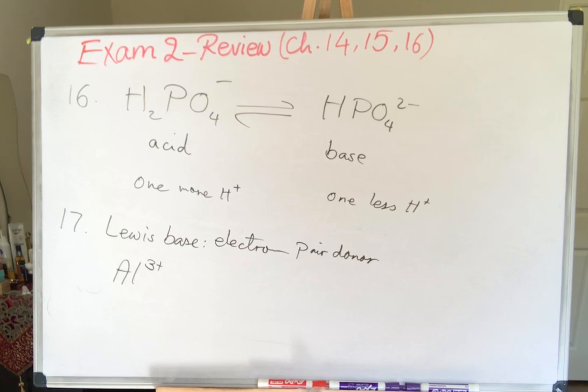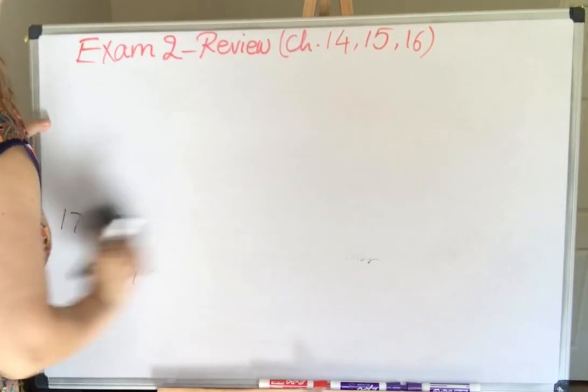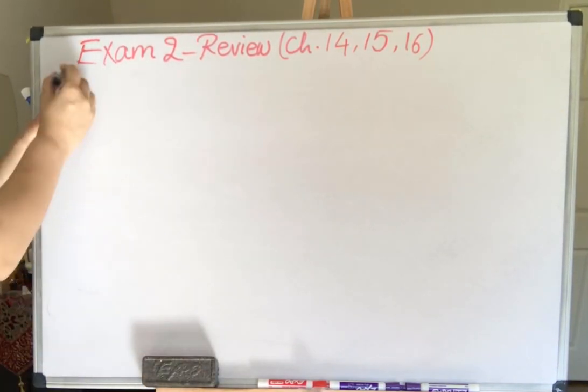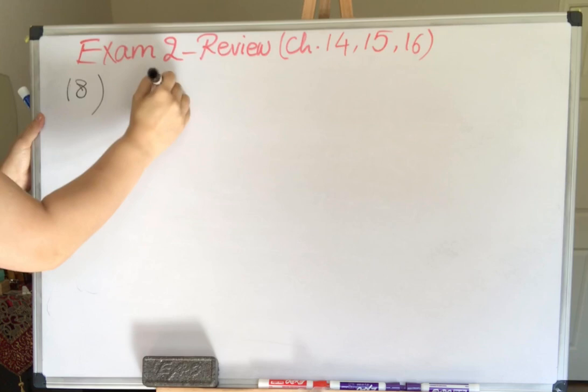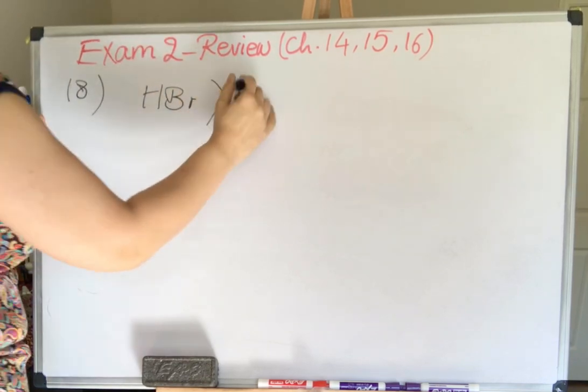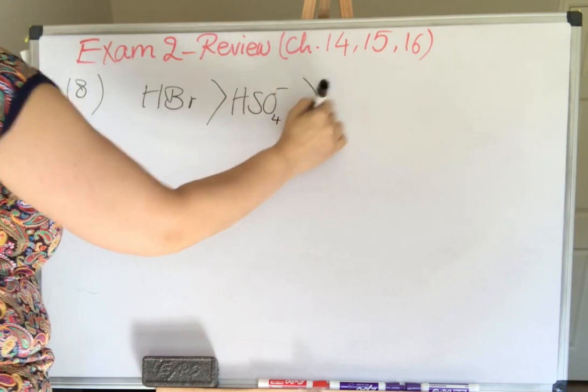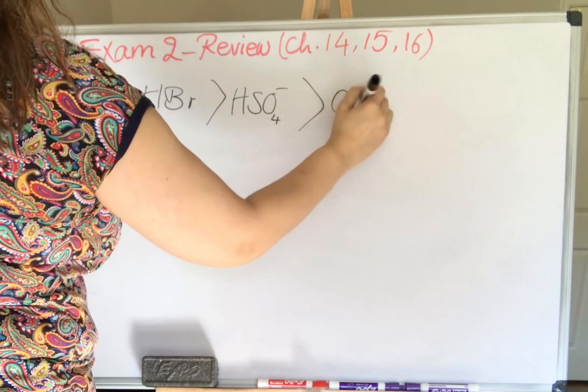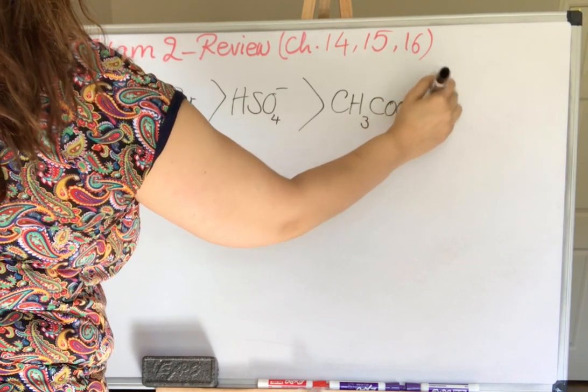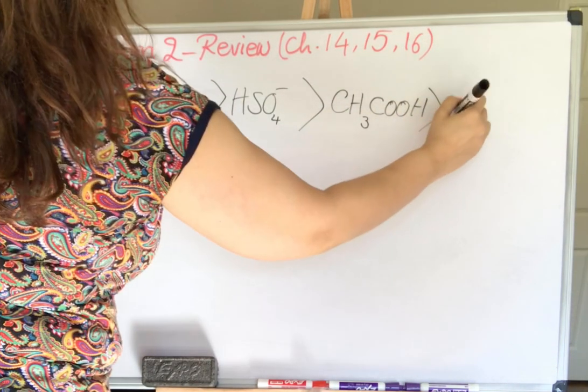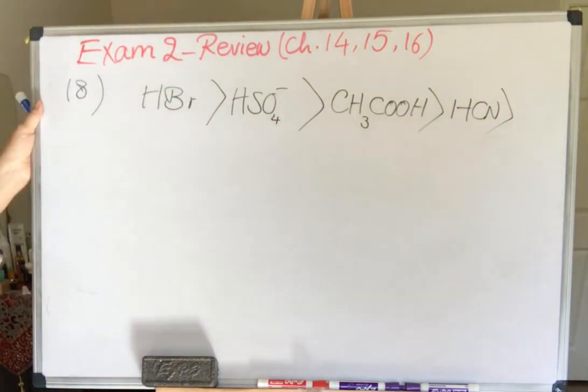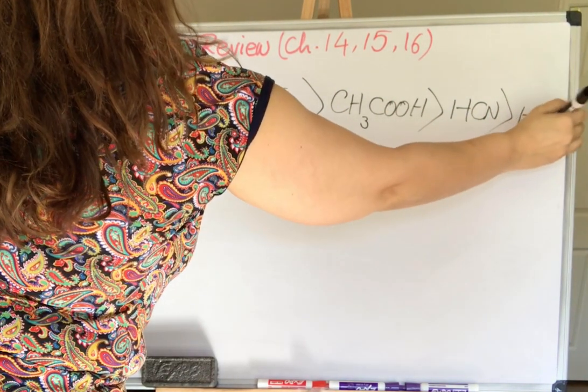Before we finish this part, let's work on a few more questions. So question number 18. The acid strength decreases in this series given: HBr, HSO4, CH3COOH, HCN, and HCO3 with a negative charge.